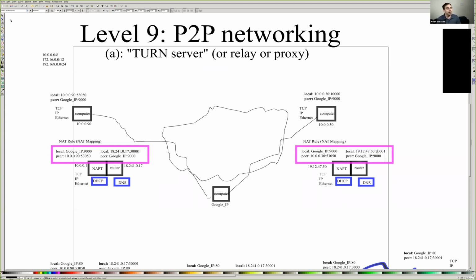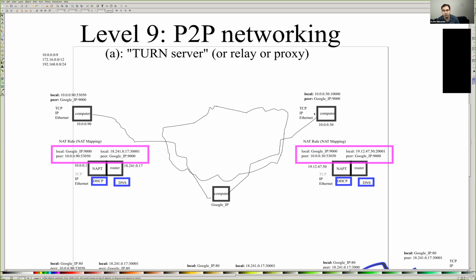Okay. Now, if these are the mappings, it is definitely true that this computer can send all its bytes to Google, and then Google can send the same bytes back to this computer. This is definitely possible. It's not true that these computers can make a direct connection now.